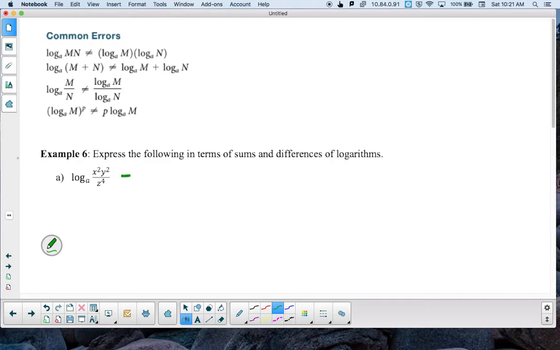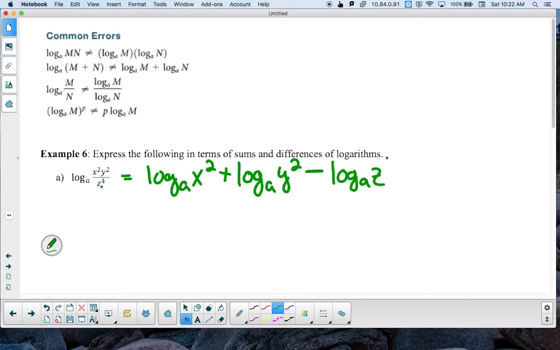And so with this, we are going to be subtracting this z to the fourth power and then adding the x and y. So this will be log base a of x squared plus log base a of y squared minus log base a of z to the fourth.